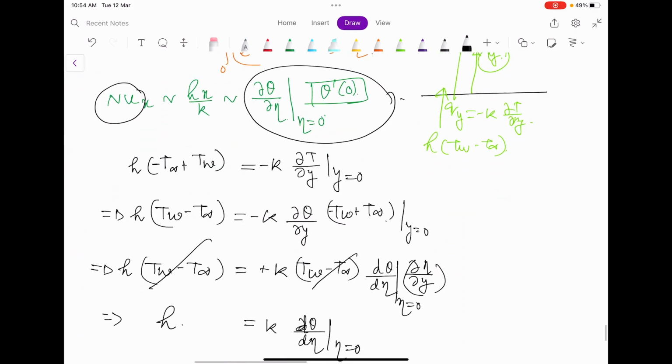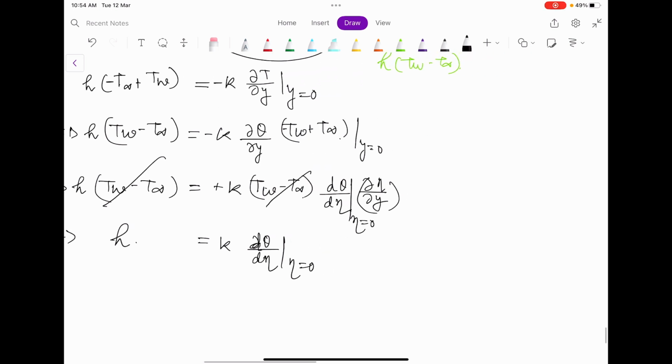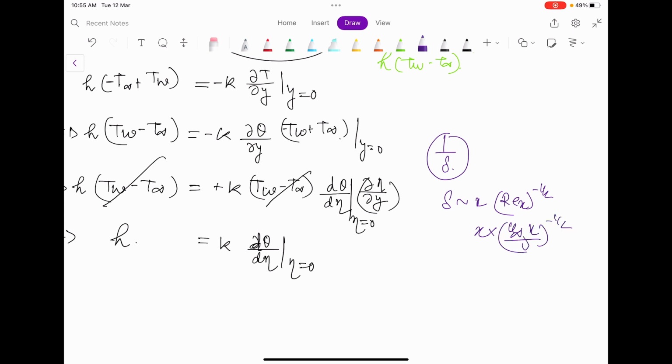It is a good practice, and I want to put it into your head, that whenever you forget something like this, you always derive this. So I need 1 by delta, I should find delta, and that is x into Rex whole to the power minus half. So x into Rex means u infinity x by nu whole to the power minus half, that means nu x by u infinity whole to the power half. So I got the 1 by delta, that is u infinity by this.